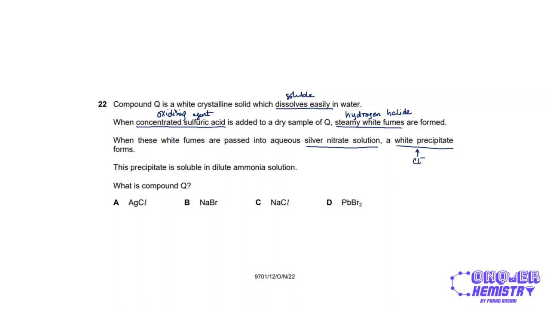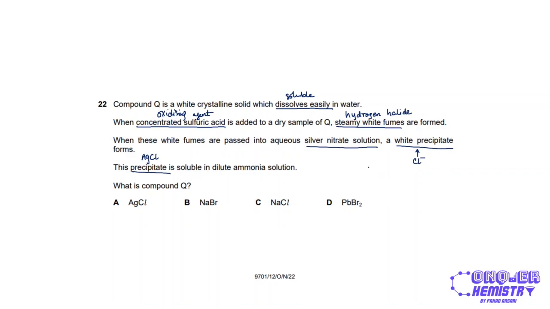And it says over here, this precipitate is soluble in dilute ammonia solution. So that just tells us that the precipitate is silver chloride. It is soluble in ammonia, but it is obviously insoluble in water. That's why it's a precipitate. So we have chloride ions.